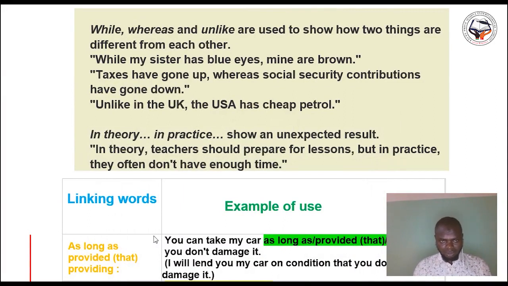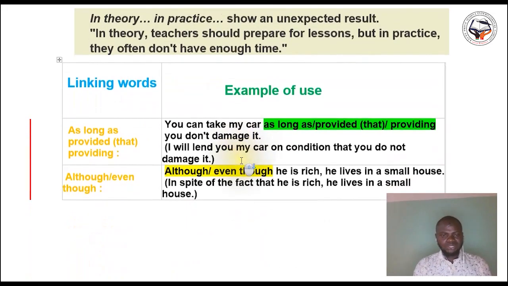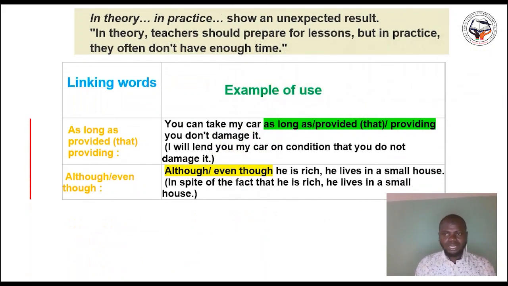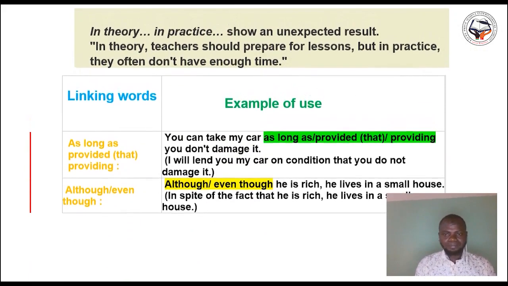Today we are going to continue with what we saw last time, that is on linking words. Last time we stopped on the 7th point and we didn't finish. So we are going to finish with it and see another series of linking words.